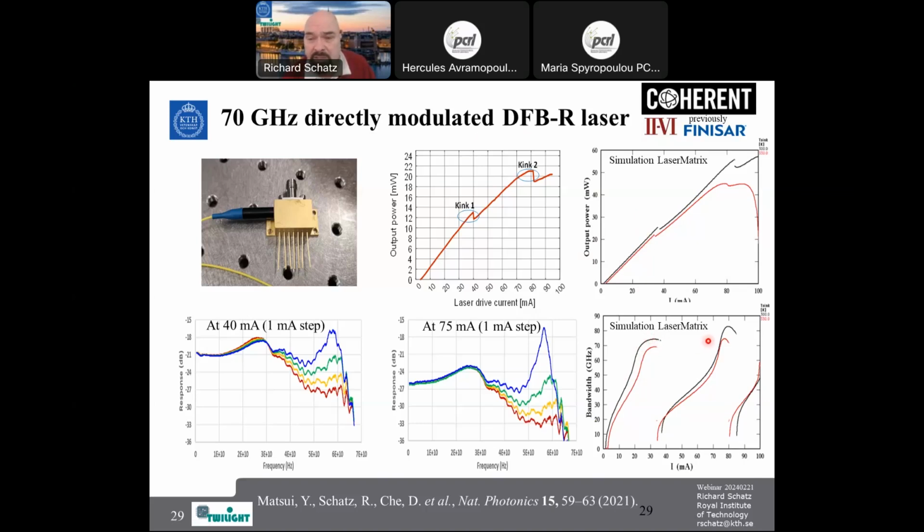And here you see that the modeled bandwidth can be above 80 gigahertz even. However, if you are biased at another point here, you don't have such high bandwidth. So if you're biased on the short wavelength flank of your reflectivity curve, then the bandwidth is much less.